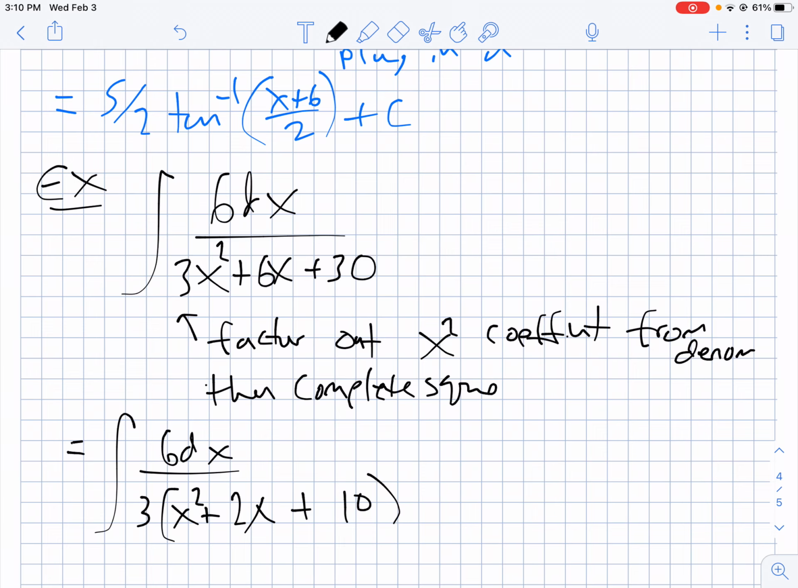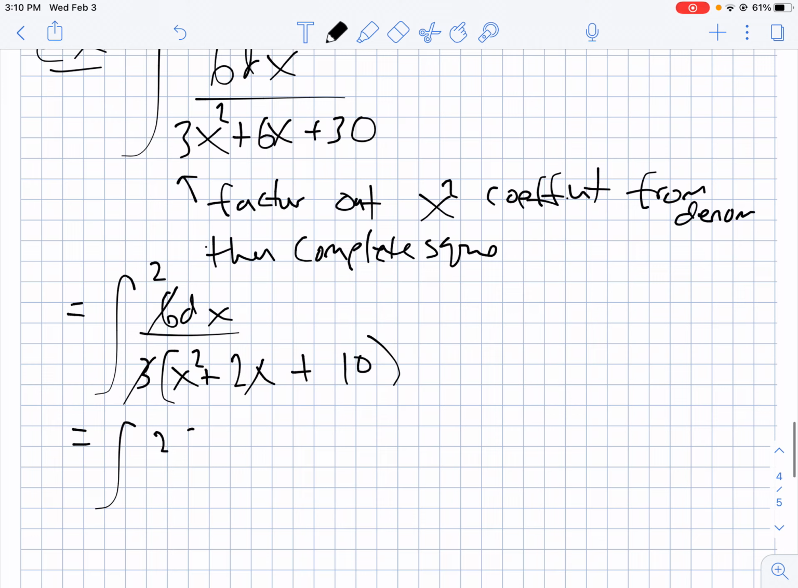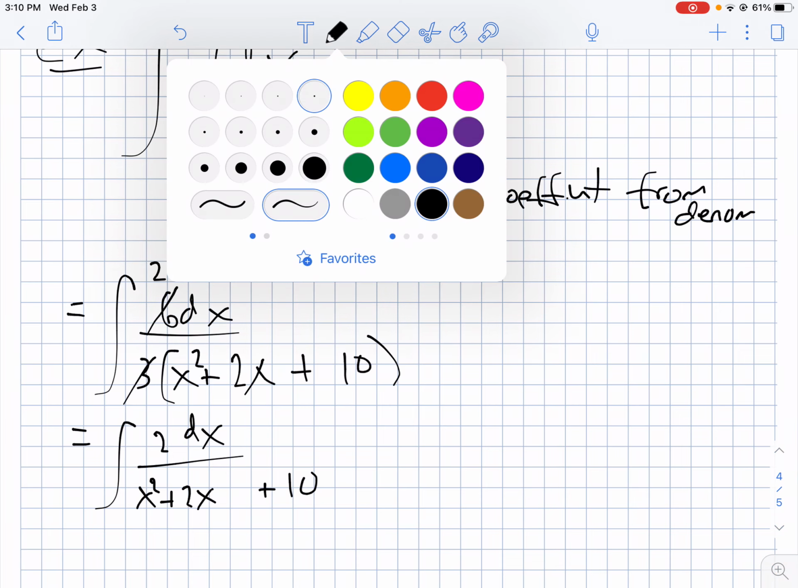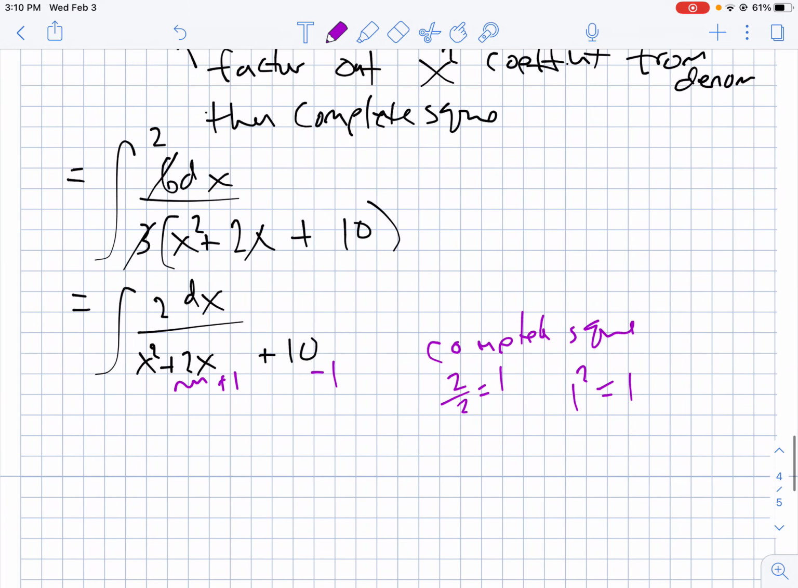Okay, and then notice we can cancel a 6 and a 3. Nice. So this just becomes the integral of 2 dx over x squared plus 2x plus 10. Now I'm ready to go ahead and complete the square. So 2 divided by 2 is 1, 1 squared is 1, so I'm going to add a 1 here, subtract a 1 here. So this will become the integral of 2 dx over x plus 1 squared plus 9.